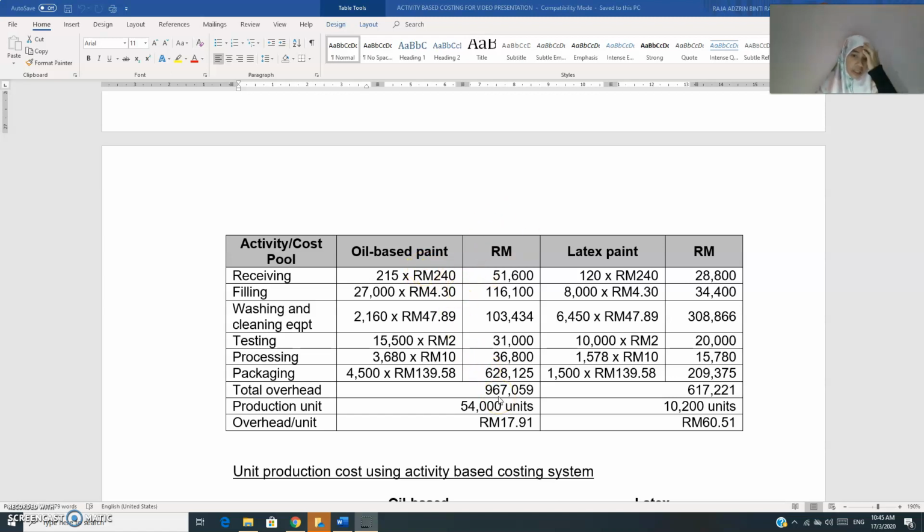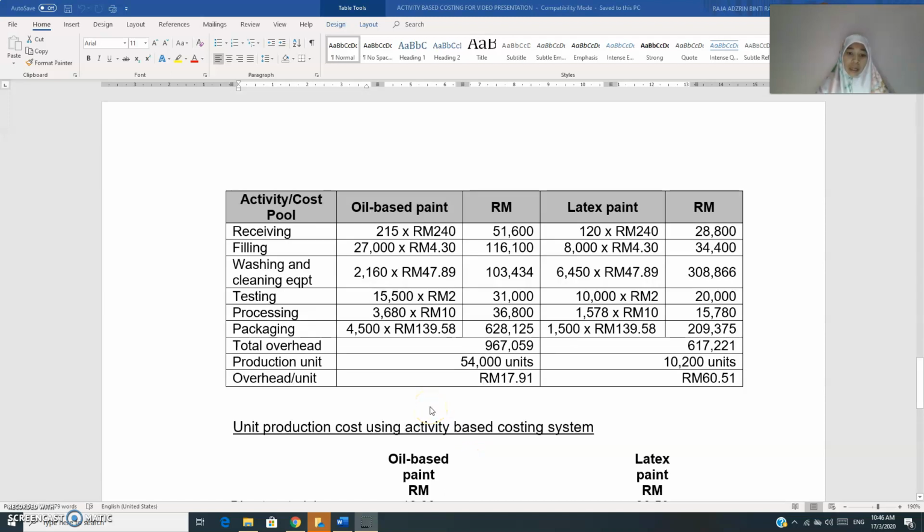Now, that is for the total. You have total production units of 54,000 units. Hence, to calculate the overhead cost per unit, you just divide your total overhead by your 54,000, giving you a total overhead cost of 17 ringgit and 91 cent. You do the same thing for your latex, giving you a total of 60.51. That is your overhead cost per unit.